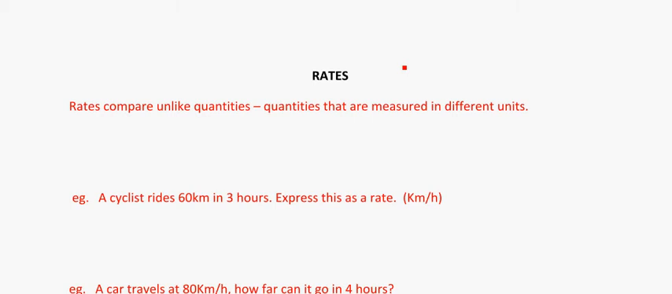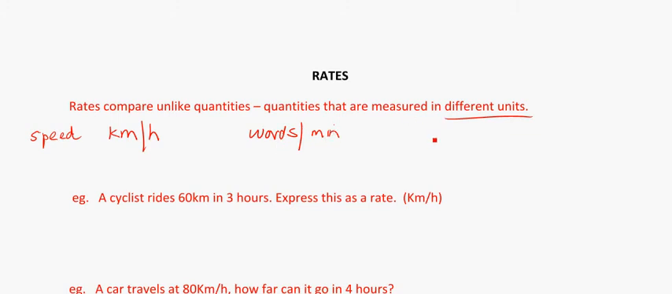Okay, we're going to learn about rates. Now, rates differ from ratios in that rates compare unlike quantities, so they're measured in different units. If we were talking about the rate of speed, we talk about kilometers per hour, per 1 hour. Or typing speed might be words per minute. So they're totally different quantities measured in different units.